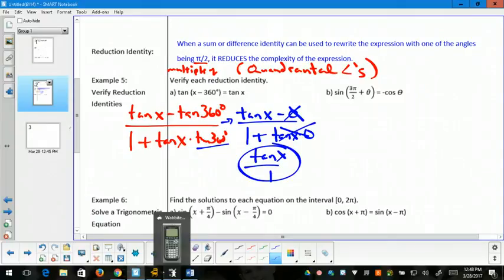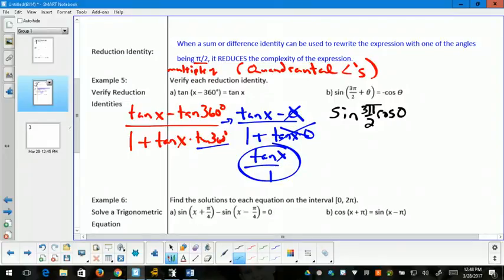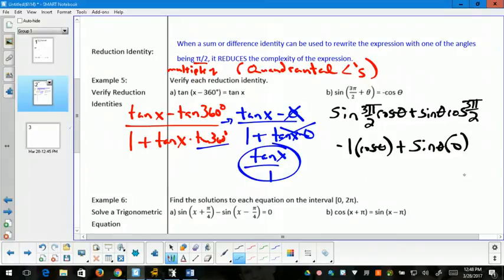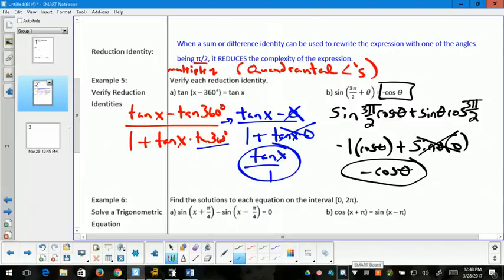Letter B, same idea. It's one of our quadrantal angles, or if we could write it as one of our quadrantal angles, we could do the same thing. Sine of 3 pi over 2 cosine theta plus sine of theta cosine 3 pi over 2. Well, for 3 pi over 2, the sine is negative 1 and the cosine is 0. So I have negative 1 times cosine of theta plus sine of theta times 0. So this expression goes away completely, and I have the opposite of cosine of theta, which is what I was supposed to prove with this reduction identity.